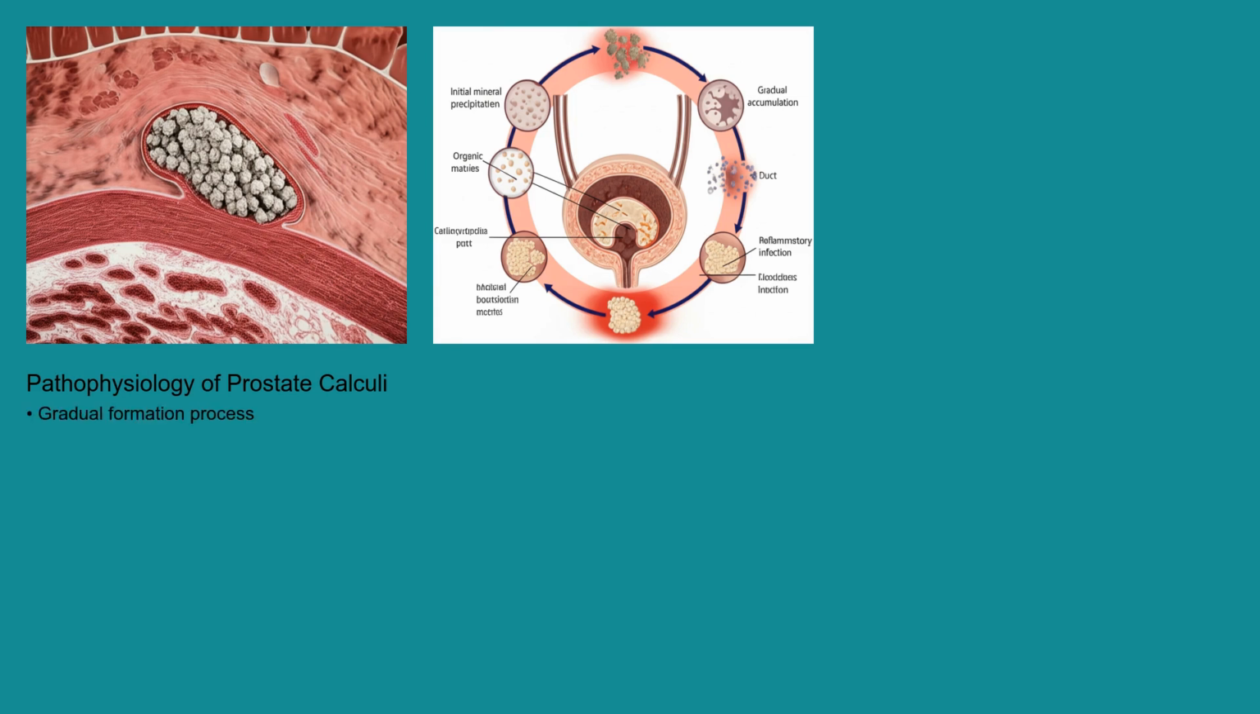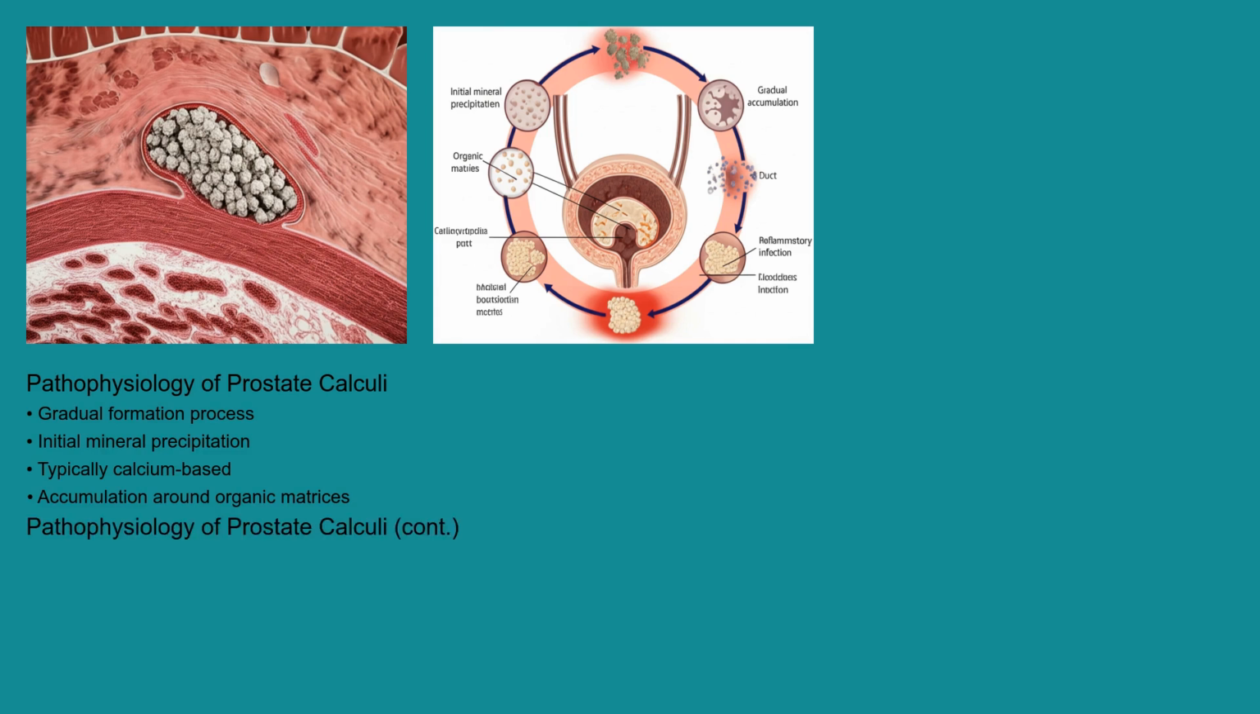Let's explore the pathophysiology. The formation of prostate calculi is a gradual process. The initial event is often the precipitation of minerals within the prostatic ducts and acini. These minerals, typically calcium-based, accumulate around organic matrices, such as degenerated cells, prostatic secretions, or corpora amylacea.